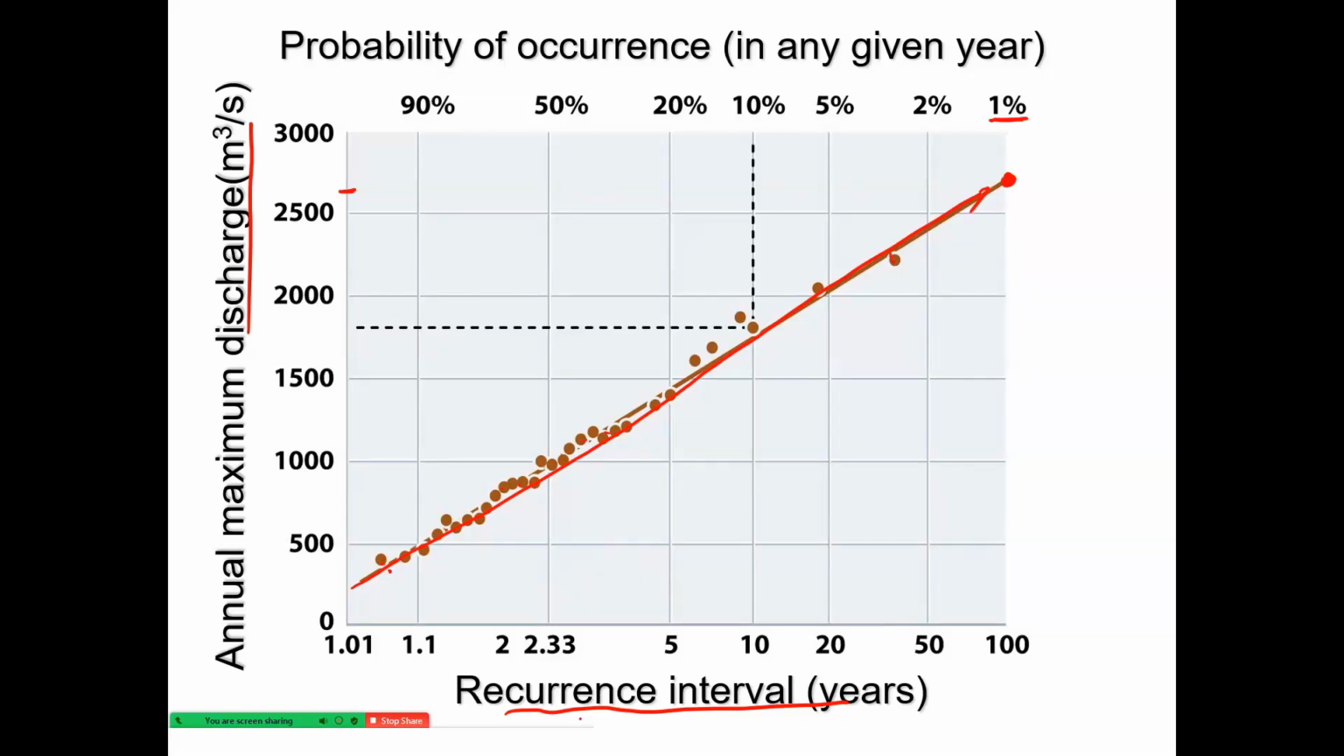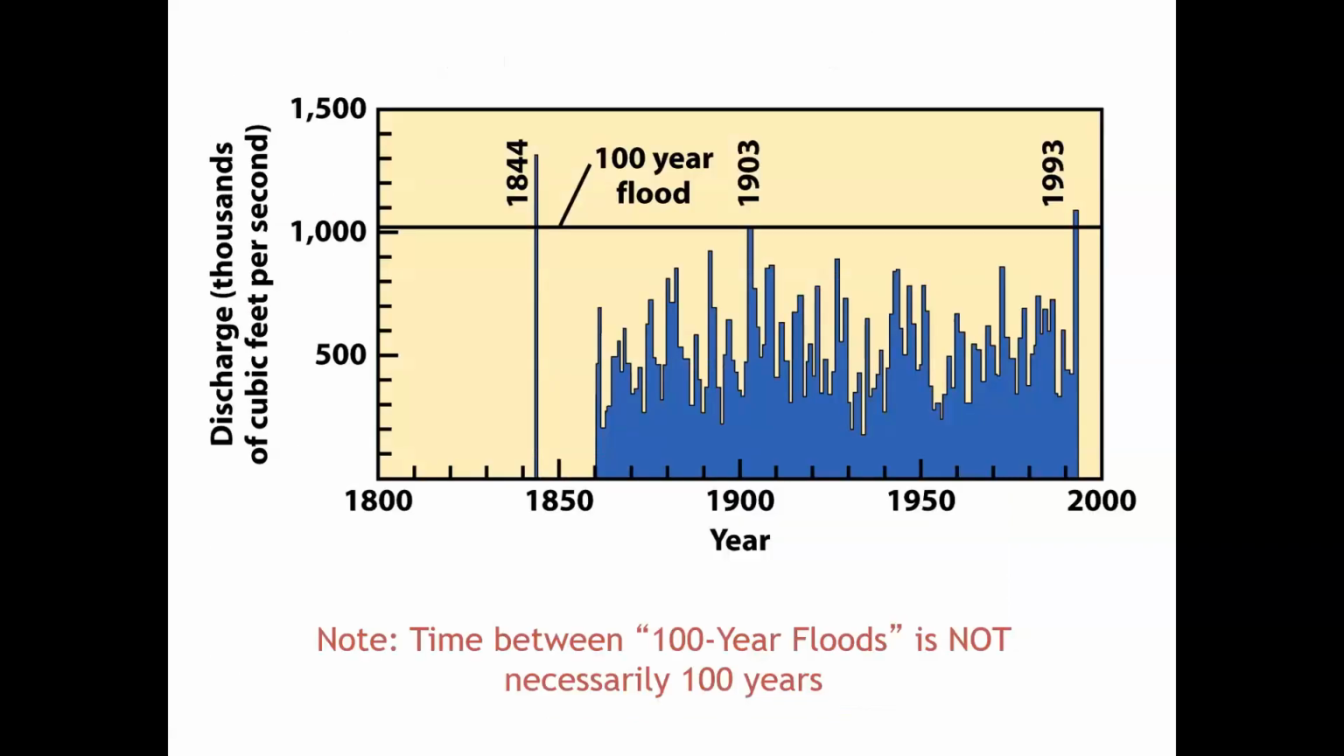The recurrence interval is the approximate amount of time on average that it's going to happen between floods of a certain discharge. Doesn't mean that they happen like that all the time, or that it happens regularly every certain amount of years. That's important to note. That is, the time between 100-year floods is not necessarily 100 years.